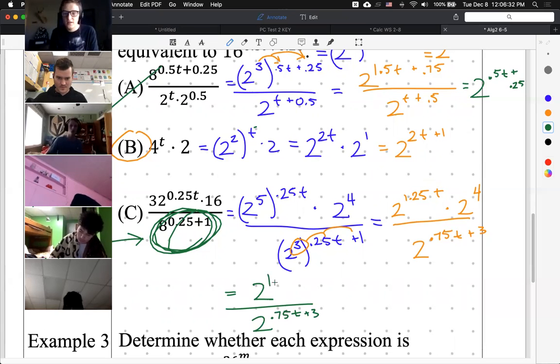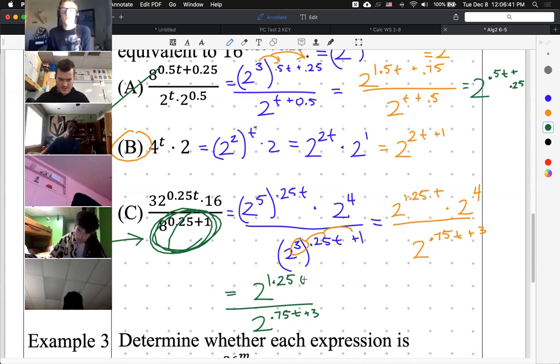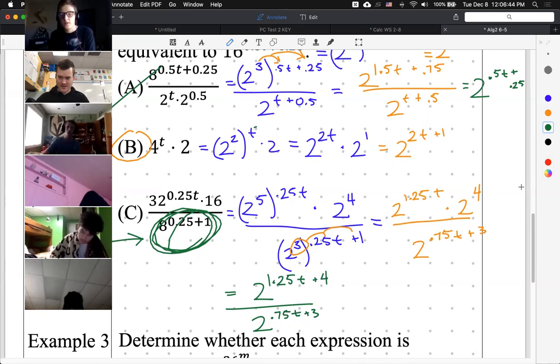1.5t plus 4. Or is that a plus? I think it's 1.25. Yeah. Oh, yeah. 1.25t plus 4. Nice. And then final step, lock in answer. I have the same base, numerator, same base, denominator, so I can do an operation.